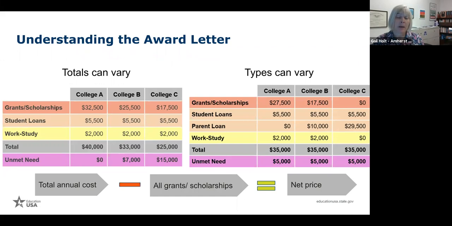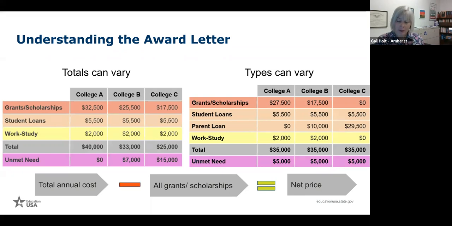But what you want to be focused on is what is the net price for each institution that a student is considering. So looking at that total cost minus grants and scholarships, which is the free money, equals what is ultimately going to need to be covered somehow from the family.